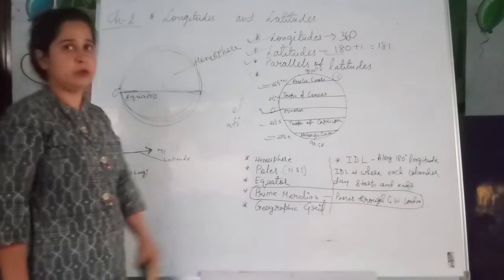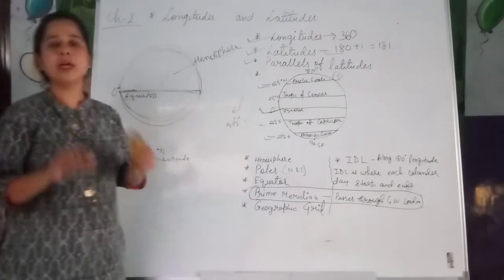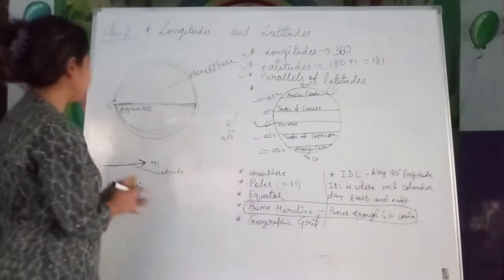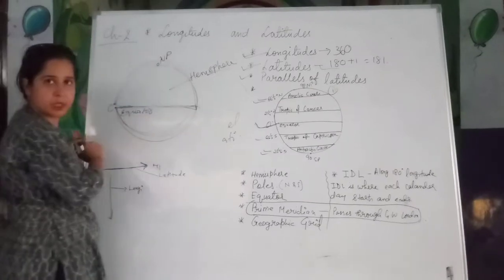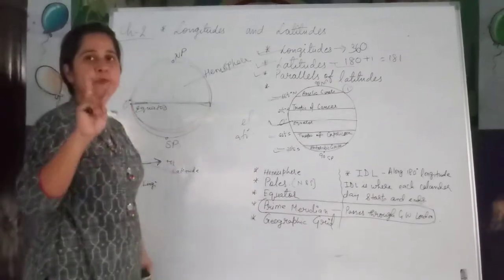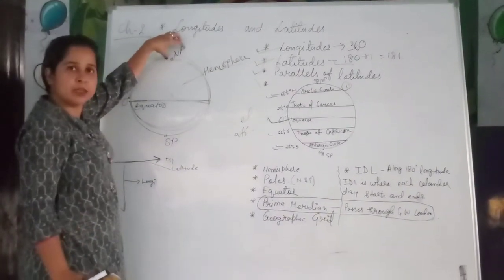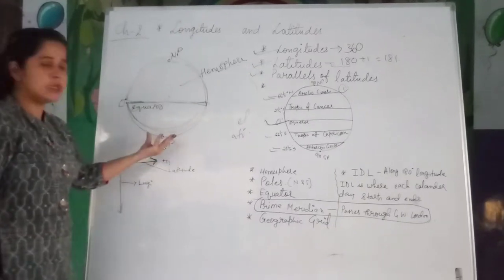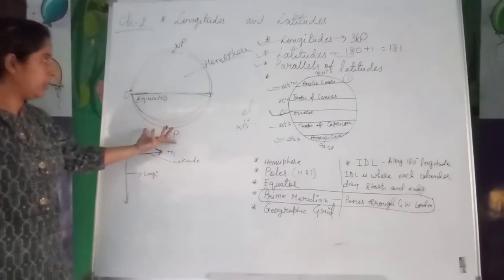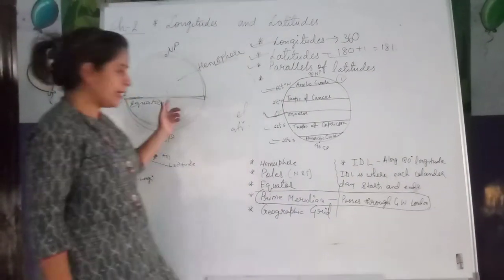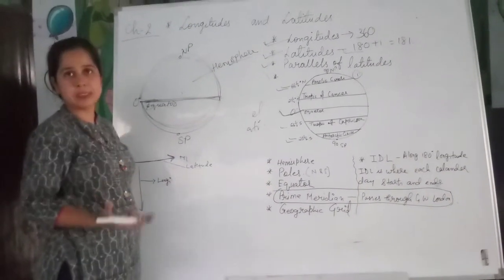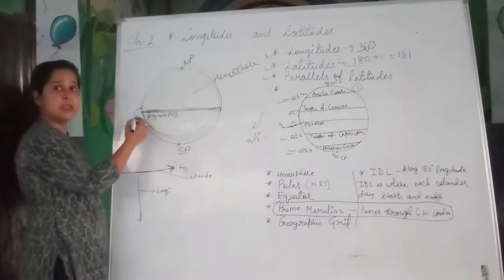Next are the poles. What are poles? Two ends: the first is top and the second is bottom. Now see here. This is the North Pole, the topmost point on the earth, and this is the South Pole. This is the northernmost point of the earth, which we name the North Pole, and the southernmost point of the earth, which we call the South Pole. Next is the equator, which I have discussed: the equator is the longest latitude and its degree value is 0 degrees.